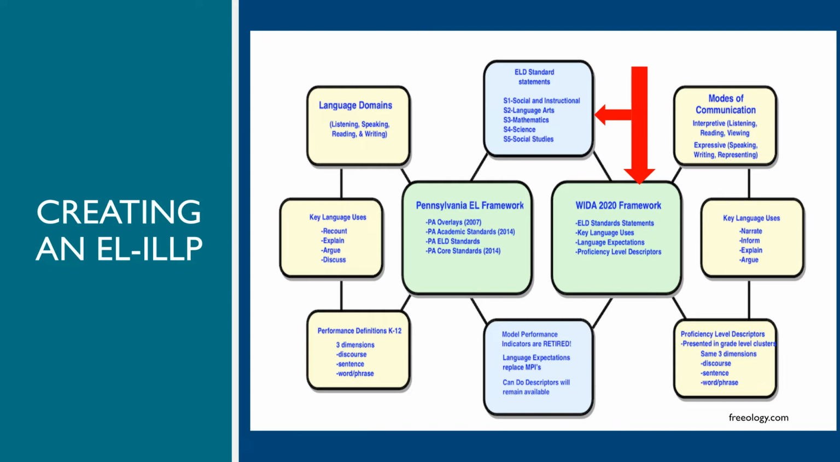The performance definitions K-12 from 2012 are now the proficiency level descriptors presented in grade level clusters. However, the dimensions are the same: discourse, sentence, and word phrase. If you look at the bottom blue frame, you will note that the model performance indicators are retired. The language expectations of the WIDA 2020 framework replace the MPIs, model performance indicators of the WIDA 2012 framework, and the can-do descriptors will remain available.